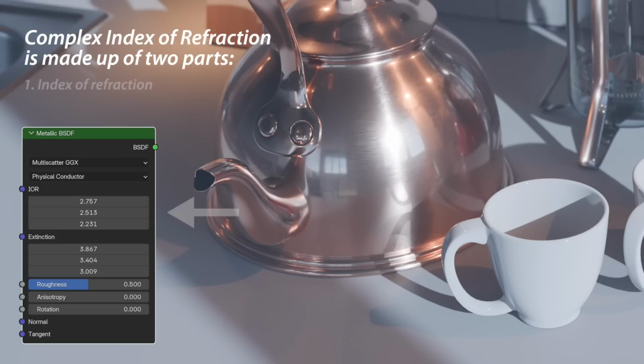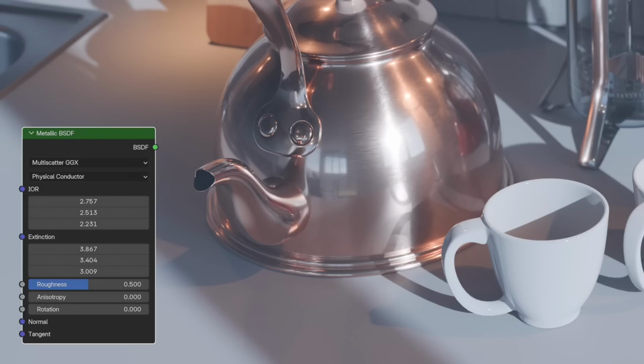For metals, the index of refraction helps define surface reflections, though the values and definitions differ from those used for transparent materials. The second part of the complex index of refraction is called the extinction coefficient. It defines how light is absorbed and thus terminated by the metallic surface. The combination of these two components in the complex index of refraction defines how light interacts with the metallic surface and thus its appearance. These are laboratory-defined values.